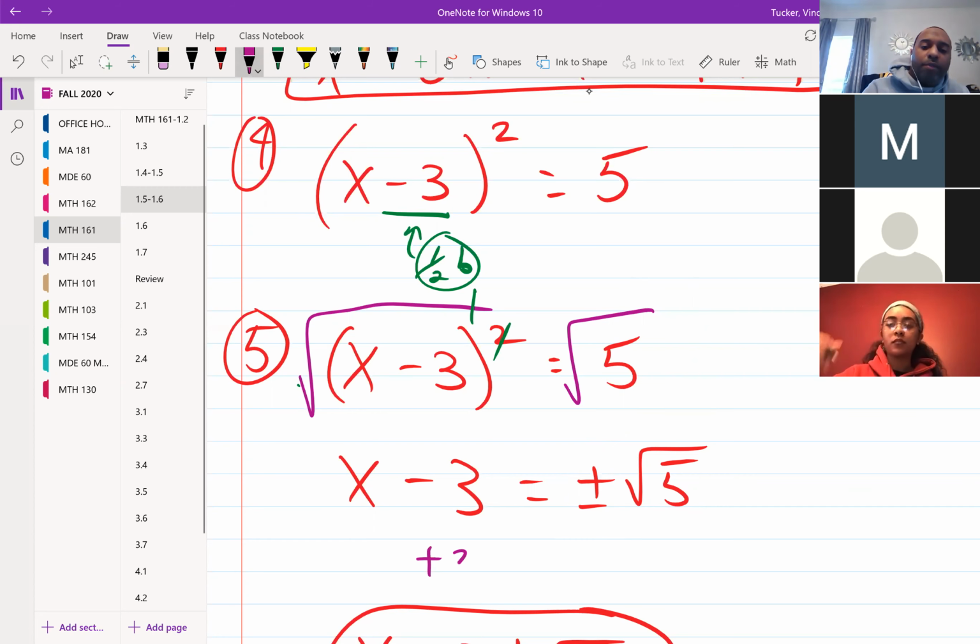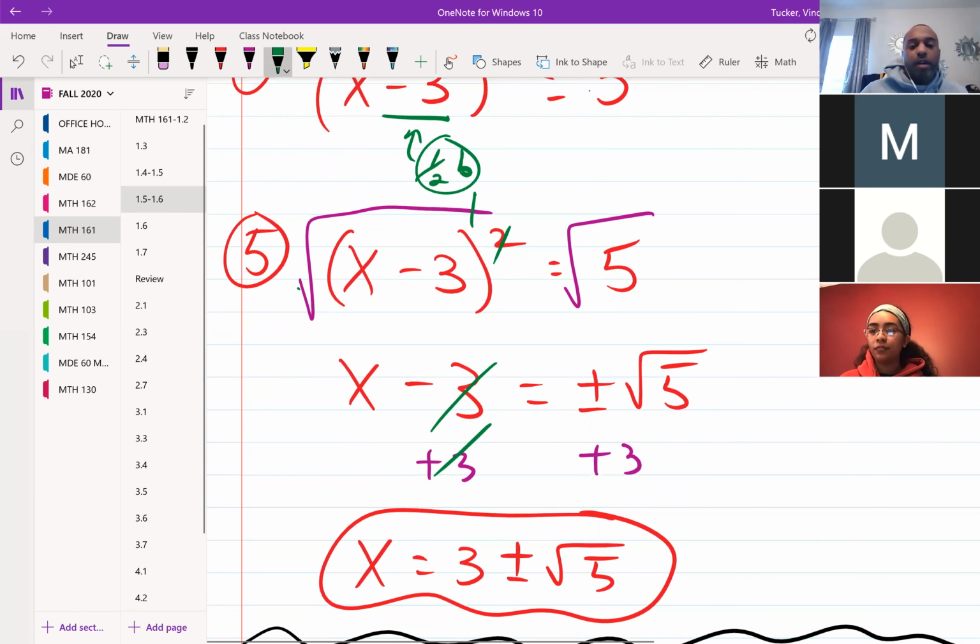Then to finish it off, we'll add 3 to both sides. 3's cancel on the left. And that'll leave us with 3 plus or minus square root of 5. And don't forget, in my math lab, I don't believe they have a plus or minus symbol. So you write 3 plus square root of 5, 3 minus square root of 5. All right, questions, any questions?